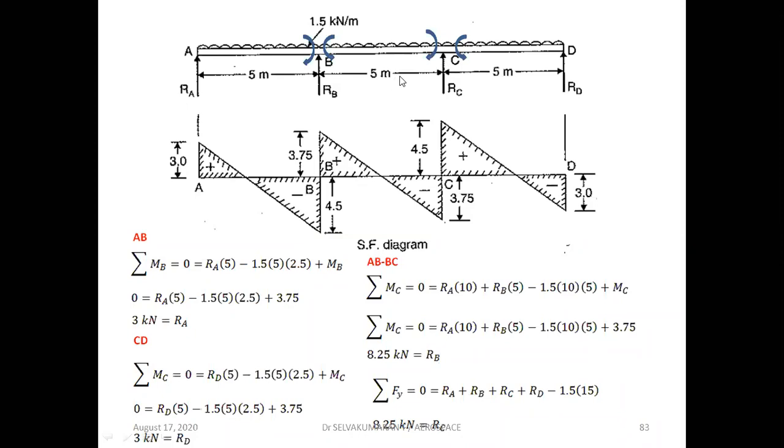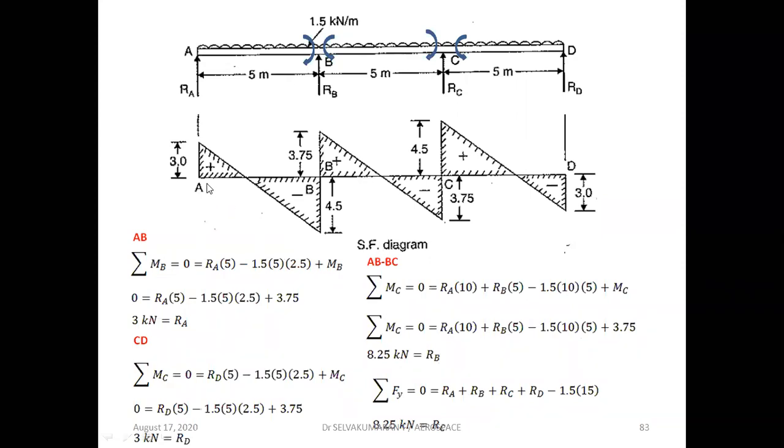So RA into 10, RB into 5. This MB clockwise and anti-clockwise have the same magnitude but opposite sign, so they cancel each other. Then 1.5 into 10 into 5, anti-clockwise negative, and clockwise with respect to C plus MC. Substitute, get the answer for RB. Then sigma Fy equal to 0: RA plus RB plus RC plus RD minus 1.5 into the entire run length 15, and you will get 8.25 kilonewton.